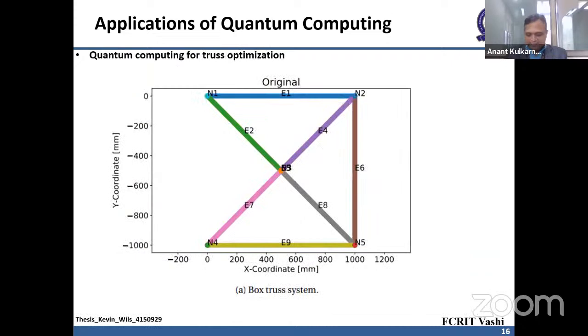Now, as I said in the beginning, while discussing the presentation outline, I said that we will be discussing quantum computing.